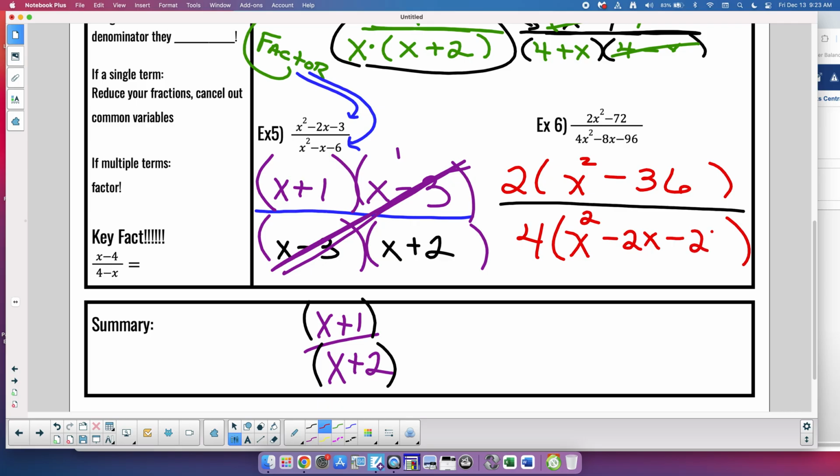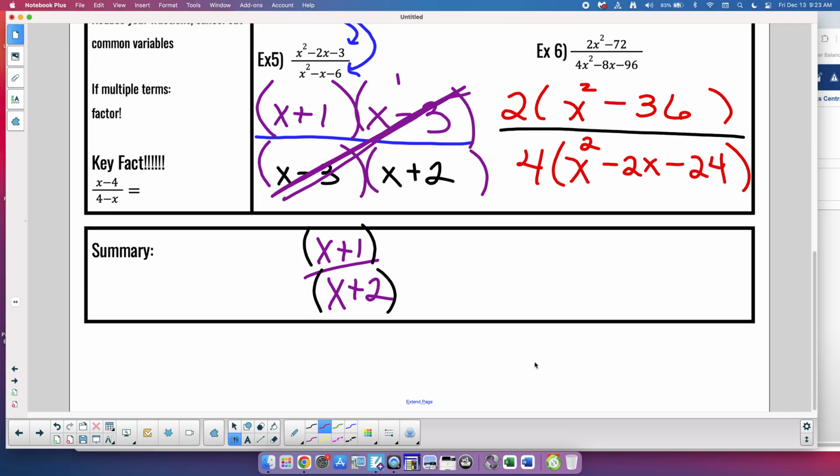Okay, now please don't stop. Look inside. That's a binomial. Is it factorable? That's a trinomial. Is it factorable? The answer is yes and yes. Keep going. Factor until you can no longer factor.